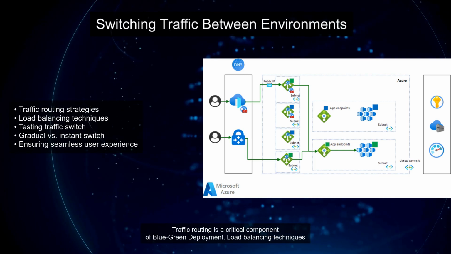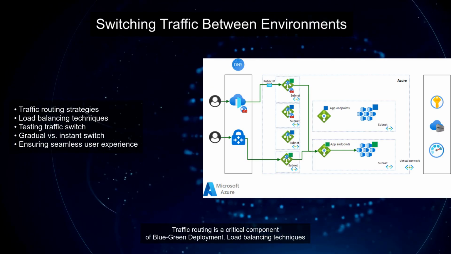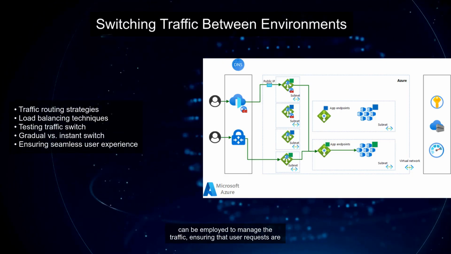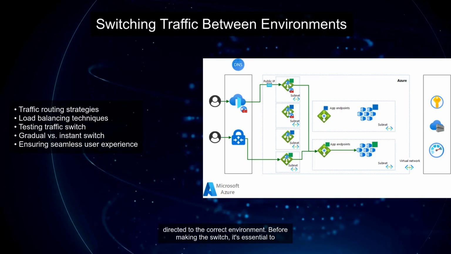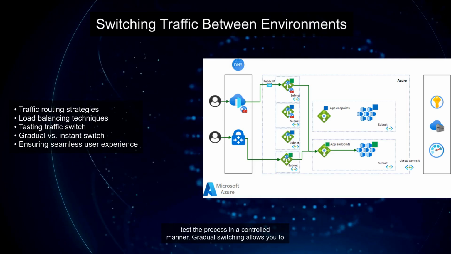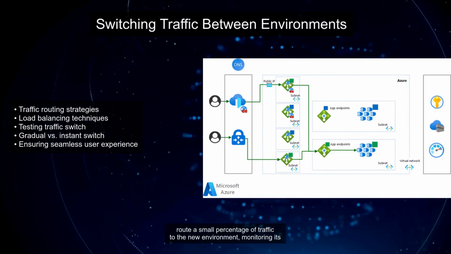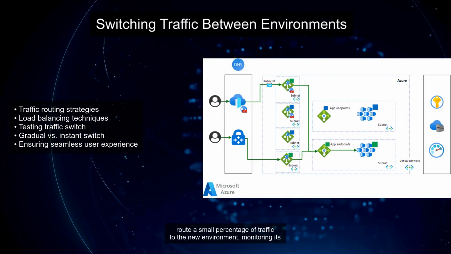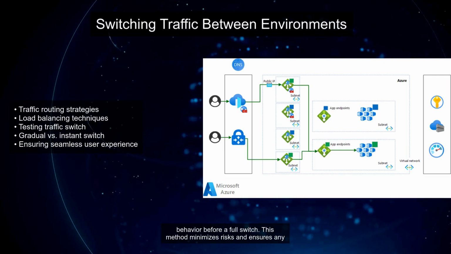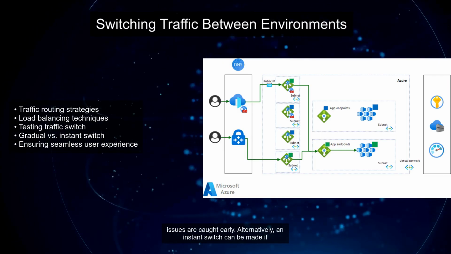Traffic routing is a critical component of blue-green deployment. Load balancing techniques can be employed to manage the traffic, ensuring that user requests are directed to the correct environment. Before making the switch, it's essential to test the process in a controlled manner. Gradual switching allows you to route a small percentage of traffic to the new environment, monitoring its behavior before a full switch. This method minimizes risks and ensures any issues are caught early.